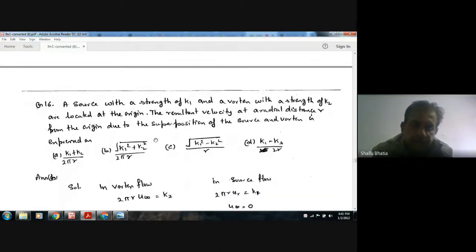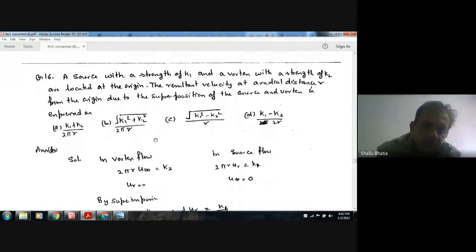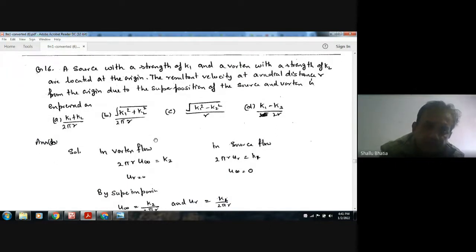Okay. Next, a source with a strength of K1 and a vortex with a strength of K2 are located at the origin. The resultant velocity at the radial distance r from the origin due to superposition of the source and vortex is expressed as, so these are the options.